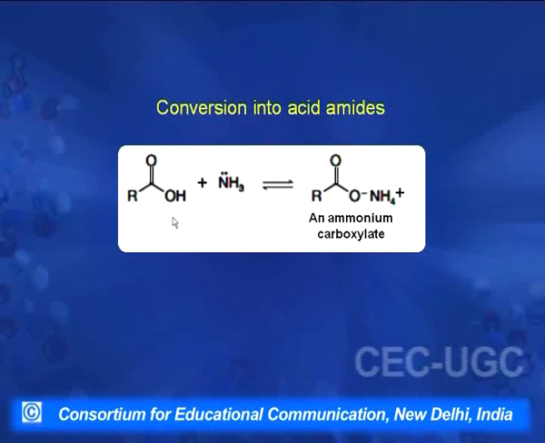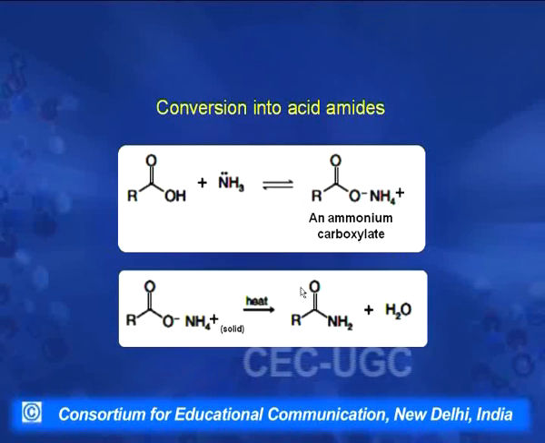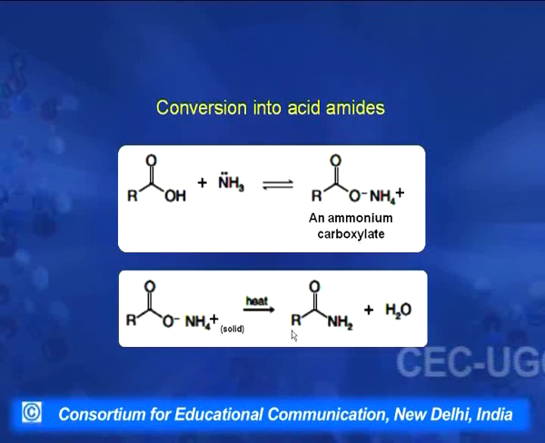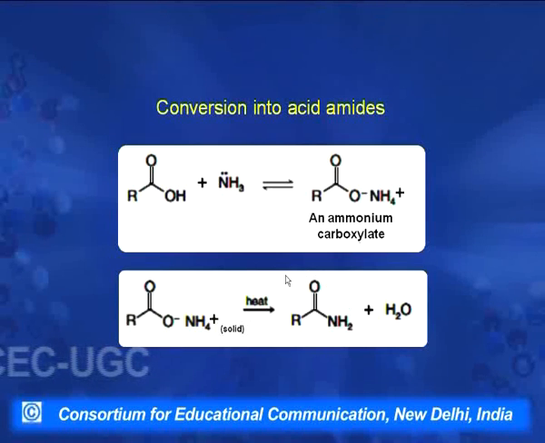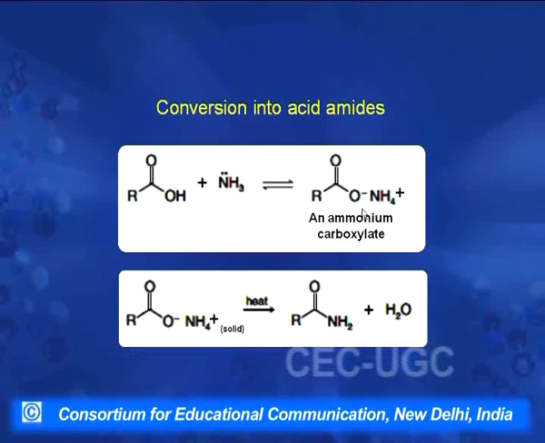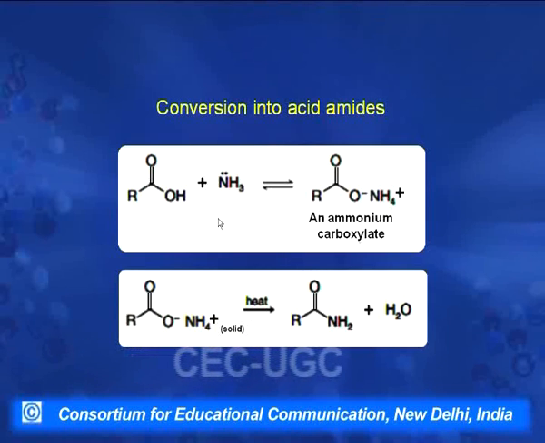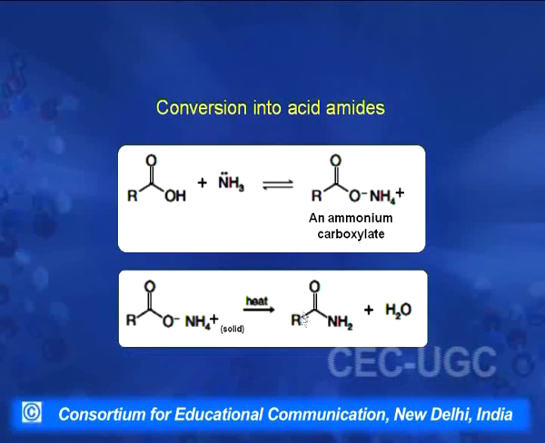Then amides. Carboxylic acids react with ammonia to form ammonium salts. We call them ammonium carboxylates. These ammonium salts of the carboxylic acids on heating eliminate a water molecule and we get amides. So we can say that amides are obtained in two steps, first forming the ammonium salt and then heating, or if carboxylic acids are heated strongly under pressure in the presence of ammonia, because ammonia is a gas, then we will directly get amides.